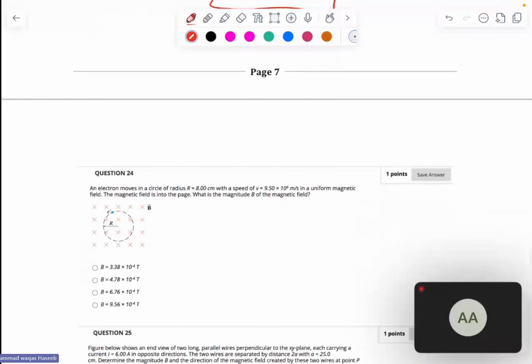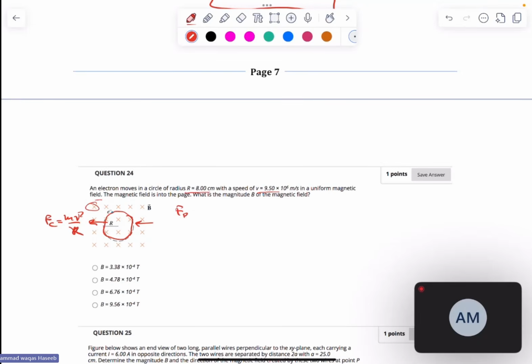Okay, so now the next question, move it quickly now. An electron moves in a circle with a radius this and velocity this, in a uniform magnetic field. The magnetic field is into the page, which is represented by this cross. What is the magnetic field? When an electron enters into the magnetic field, it moves in a circular path, which means it requires a centripetal force, which is Fc equals mv squared over r, and r is the radius.